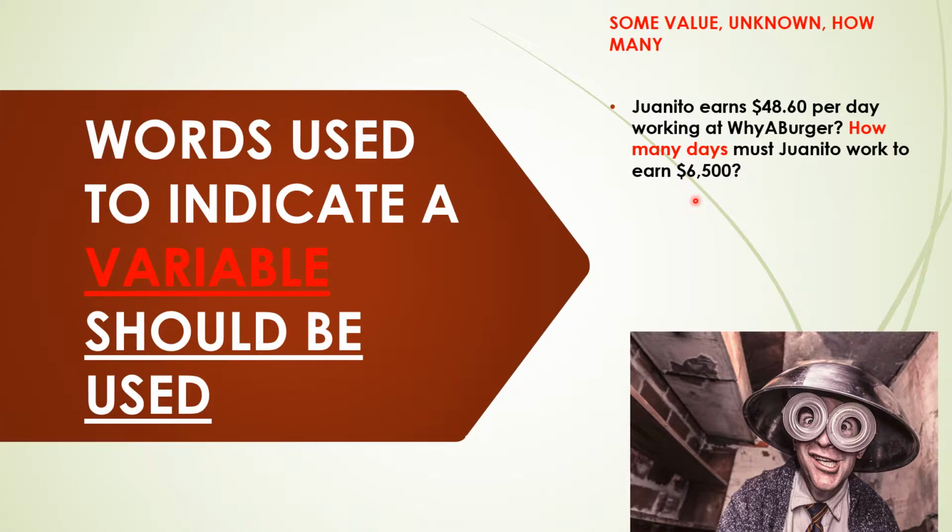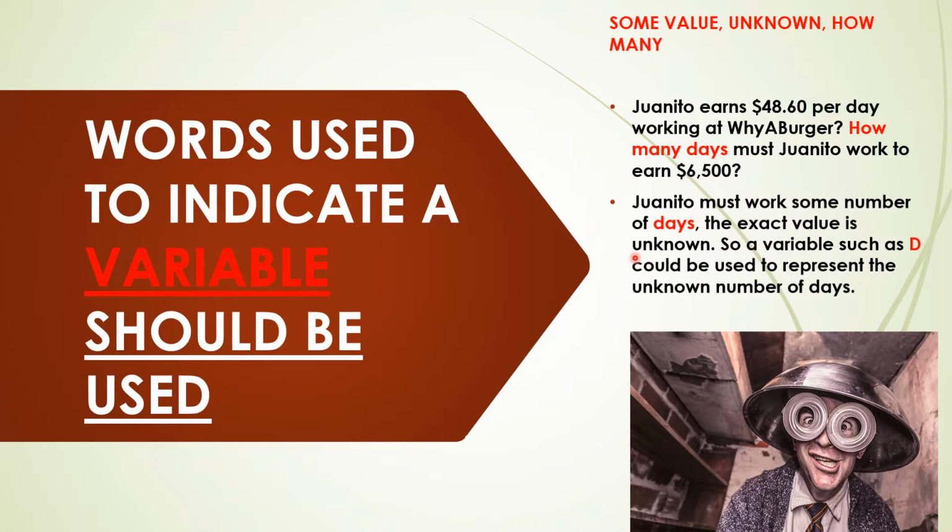So we don't know if he works 10 days. We don't know if he works 50 days. We don't know. But we'll have to set up an equation for that. But we're not going to do that yet. All I want you to learn right now is that Juanito must work some number of days. The exact value is unknown. So we can use a variable such as D to represent the unknown number of days. D for days is our variable.